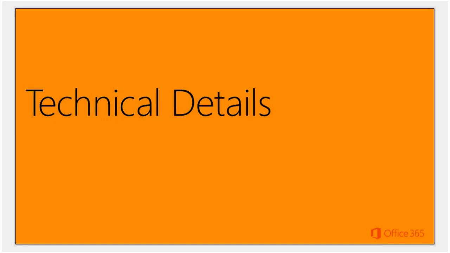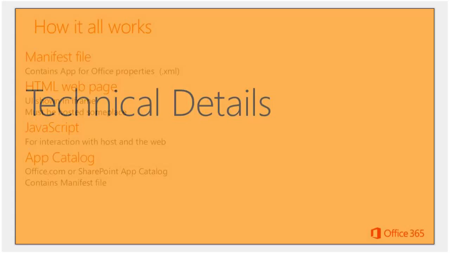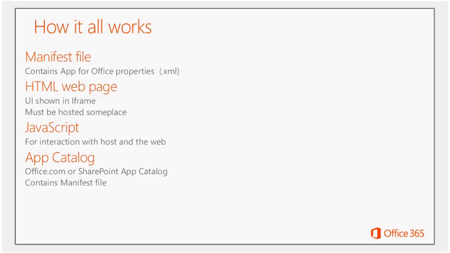Okay, so now we've talked about what it is in a lot of detail. Now we want to go into the guts. How does this work? How do you create one of these apps for Office? So let's dive into some of that. How does it work? Well, there's a manifest file. Your app for Office, as a developer, has a manifest file, which is just an XML document, and that XML document describes what the app for Office does.